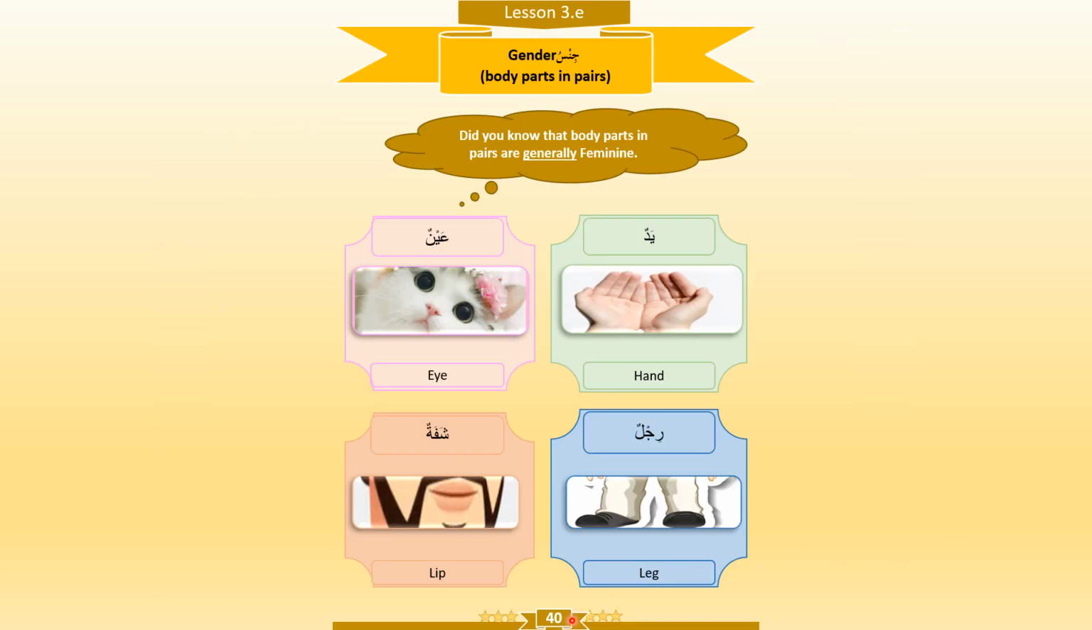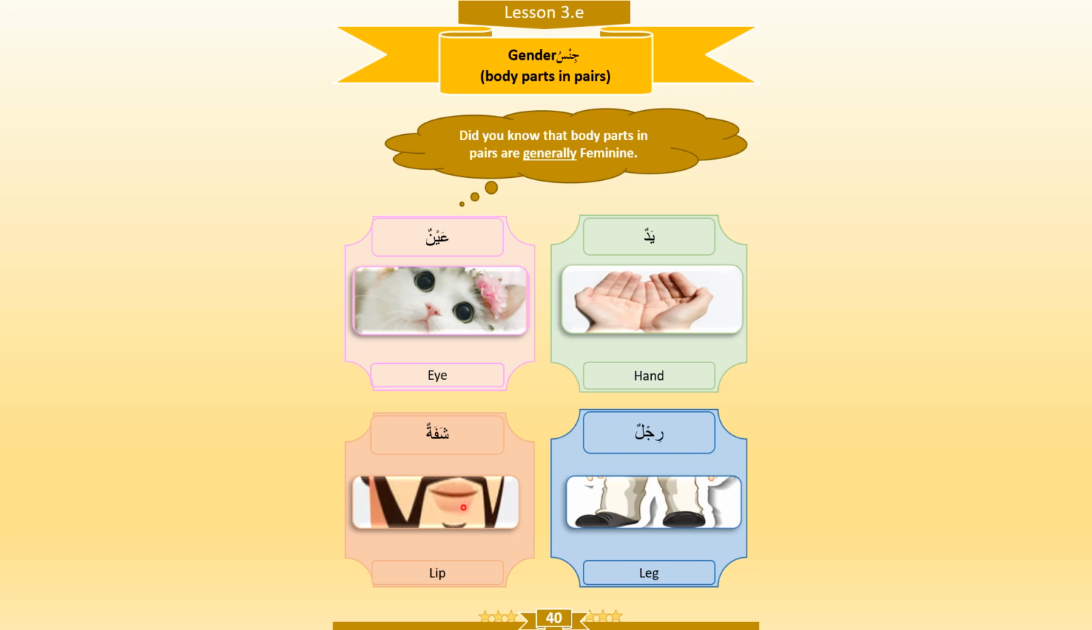We can now refer to the book or the notes. Page 40, lesson 3E, gender, body parts in pairs. Did you know that body parts in pairs are generally feminine? Yadun is hand. We have 2 hands, feminine. Ainun is eye. We have 2 eyes, feminine. Rijlun is leg. 2 legs. It's in pairs, so it is feminine. Shafatun lip. 2 lips, so we understand it to be feminine.